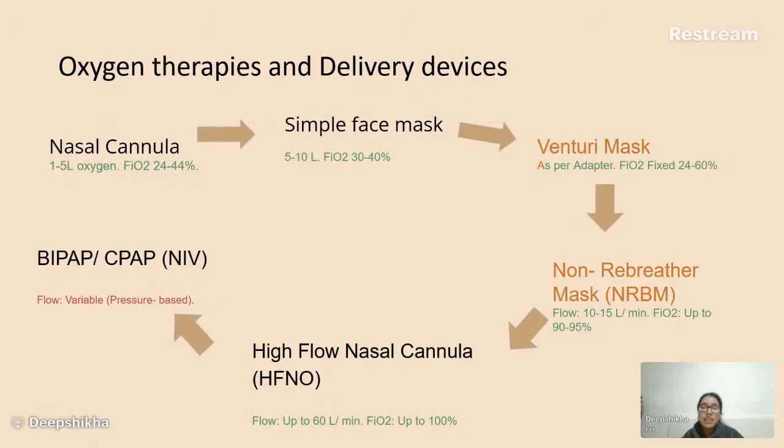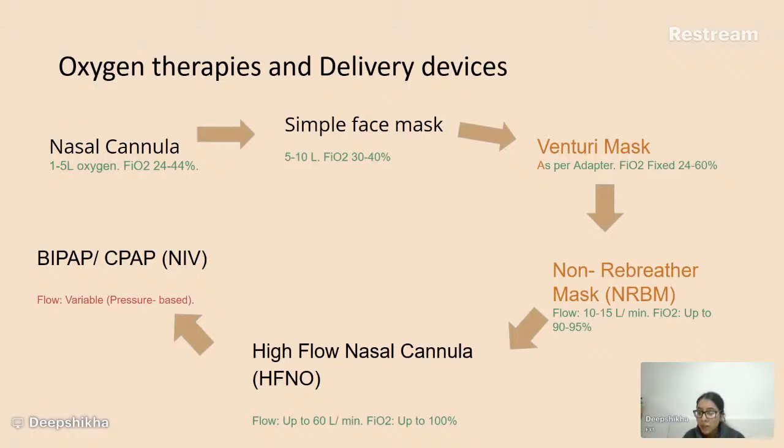The next step up from the nasal cannula would be a simple face mask that delivers a bit more oxygen, about 5 to 10 liters, and your FiO2 would be increased a little to 30 to 40%. The indications for a nasal cannula would be mild hypoxia, if the patient's stable, and if they're a ward patient just requiring a little bit of oxygen to maintain their saturations.